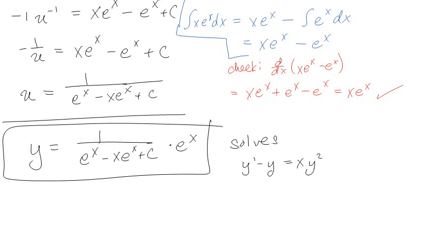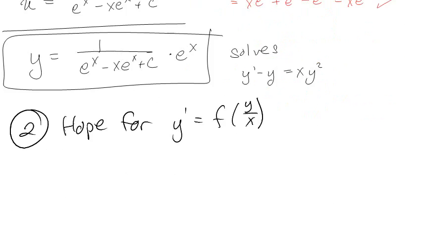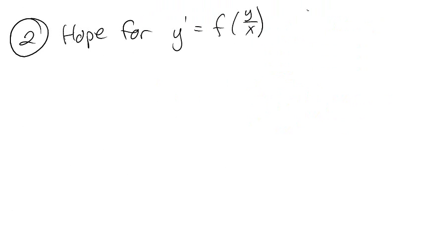Okay, so that's one option. Now, your second option is to hope for y prime equaling a function of y over x. So that's your second strategy in trying to turn a nonlinear ODE that's not separable into a separable ODE. Remember that if we can rewrite the function in terms of y over x, then we're going to guess y equals u over x. And that's actually kind of easy to remember because it's really guessing u is equal to y over x.